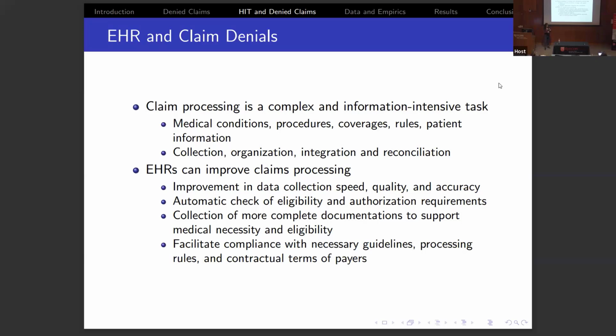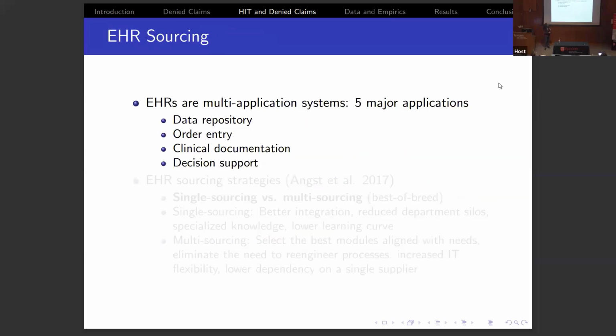So we wanted to explore a different aspect on top of this, and this is where our interviews have been very helpful, because the healthcare professionals that are working in this insurance claims processing domain have all talked about interoperability. So we went into this idea of exploring EHR sourcing, the vendor sourcing of different types of EHR applications. Because electronic health records, there are 5 major applications, right? So these are multi-application systems, right?